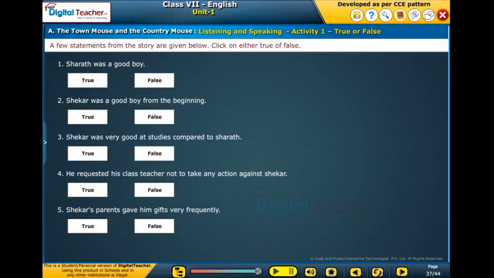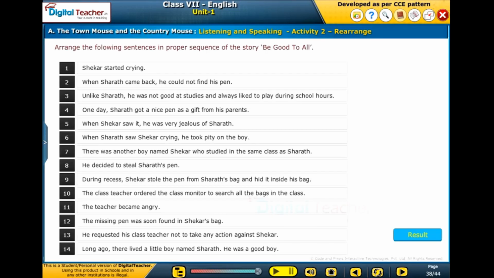A few statements from the story are given below. Click on either true or false. Arrange the following sentences in proper sequence of the story. Be good to all.